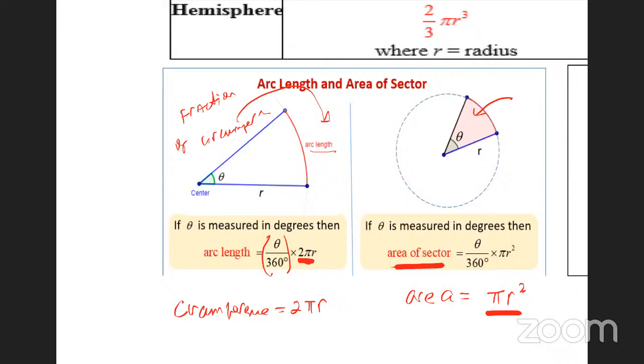Y'all see now there? So what I wanted you to learn is arc length is simply a fraction of the whole circumference, and area of a sector is a fraction of the whole area. Okay? Write those, please. Area and arc length. Anybody remember this, some hard maths?